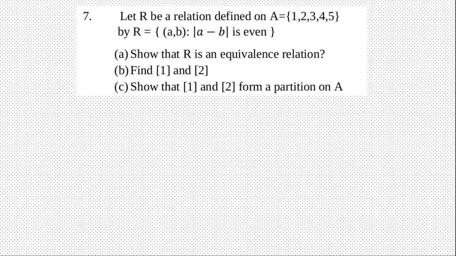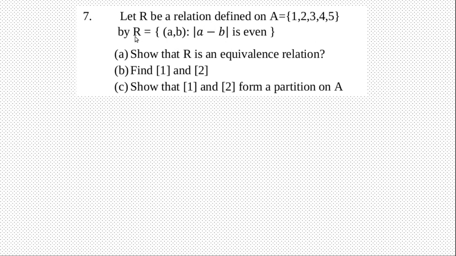Very beautiful and important question. The peculiarity of this question is that it involves all the concepts which we have discussed: equivalence relation, equivalence class, and partition. The question is this: R, the relation on A equal to {1, 2, 3, 4, 5}, defined by R equal to the ordered pairs (a, b) such that mod a minus b is even. The relation is defined on this finite set.